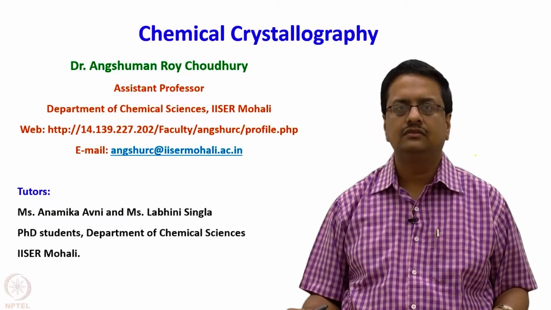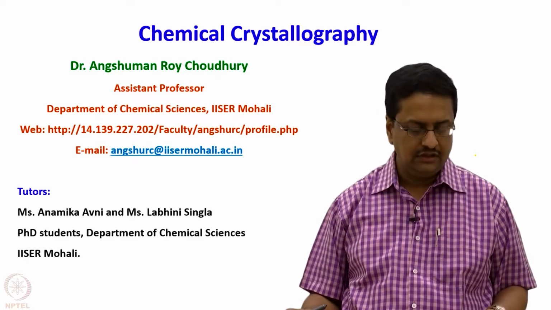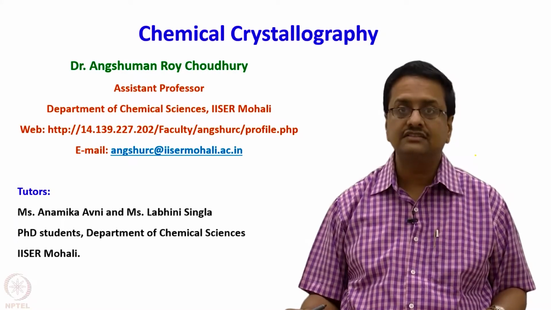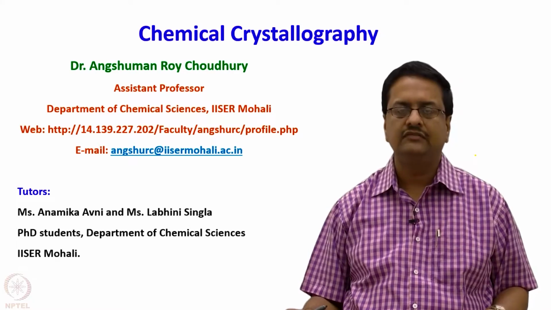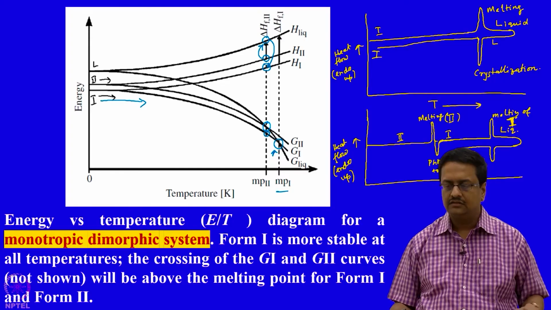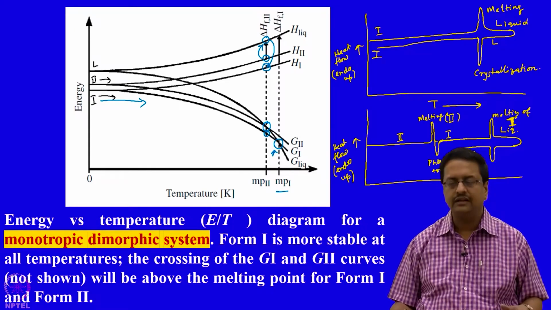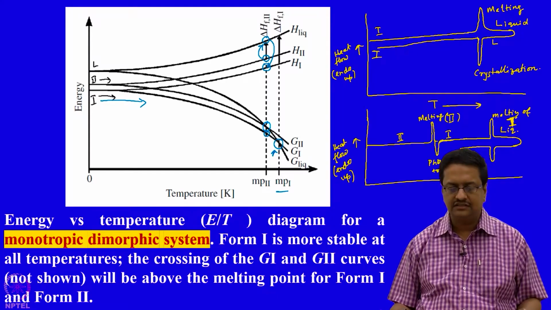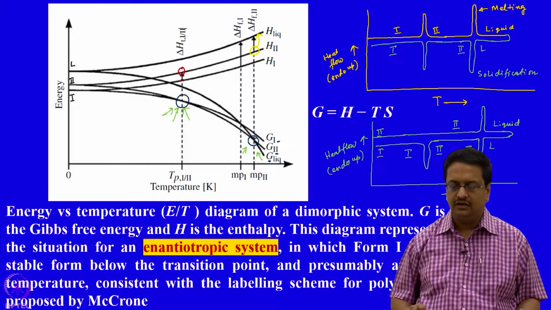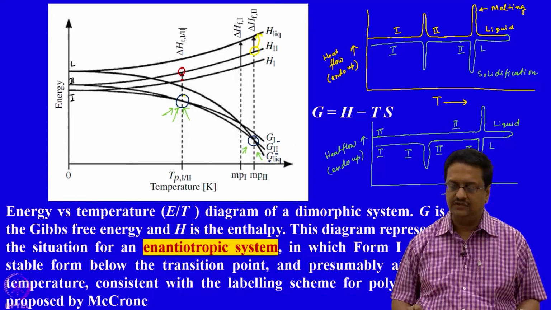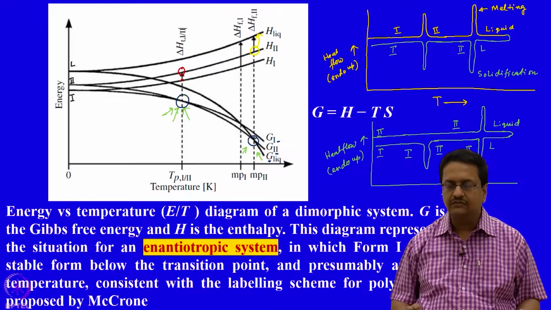Welcome back to the course of chemical crystallography. As you remember, we have been discussing polymorphism and characterization of polymorphs. So, we will continue our discussion today. Here is the slide where we ended in the last lecture, where we discussed monotropic dimorphic systems and also enantiotropic dimorphic systems. We will continue from here.